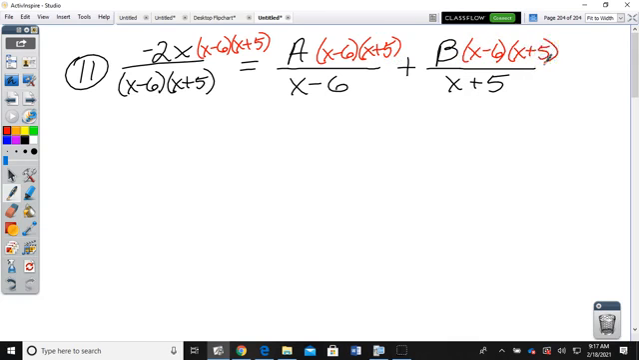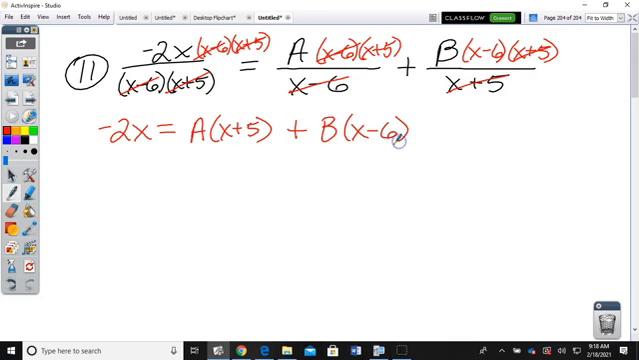Okay? The x minus 6's go away, the x plus 5's go away. I'm left with negative 2x on the left side of the equals. On the right side, the x minus 6's cancel: A times x plus 5, plus the x plus 5's cancel: B times x minus 6. Make our two equations. To get rid of B, what are we going to let x be? 6. So that would be negative 2 times 6 equals A times 6 plus 5.